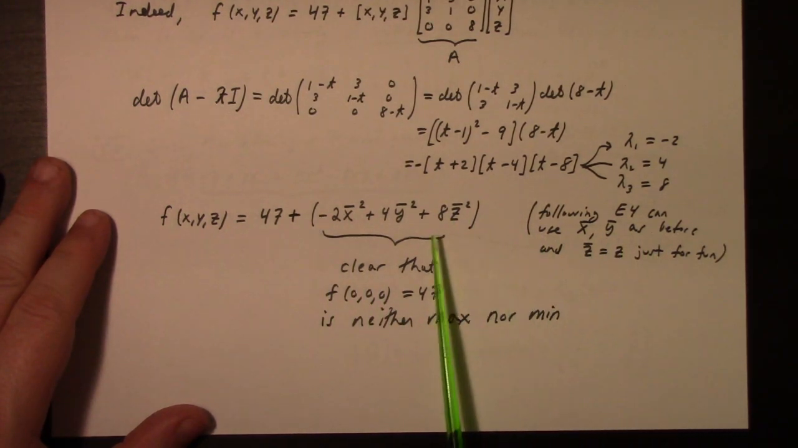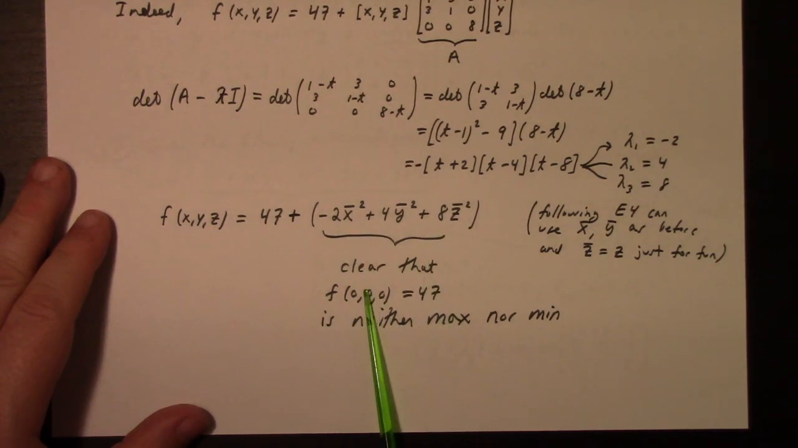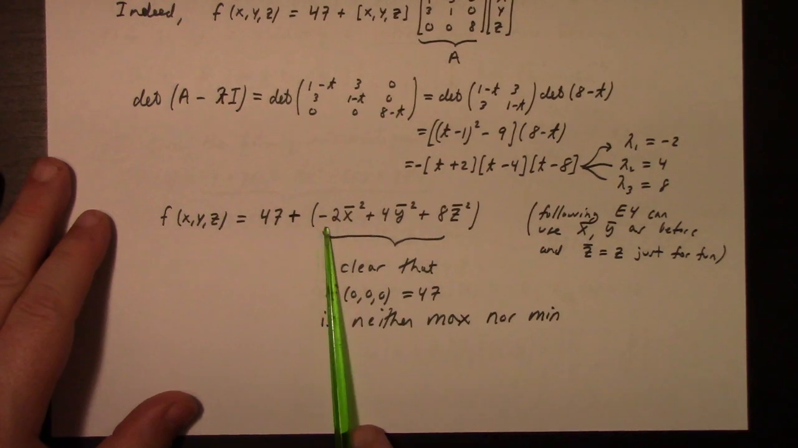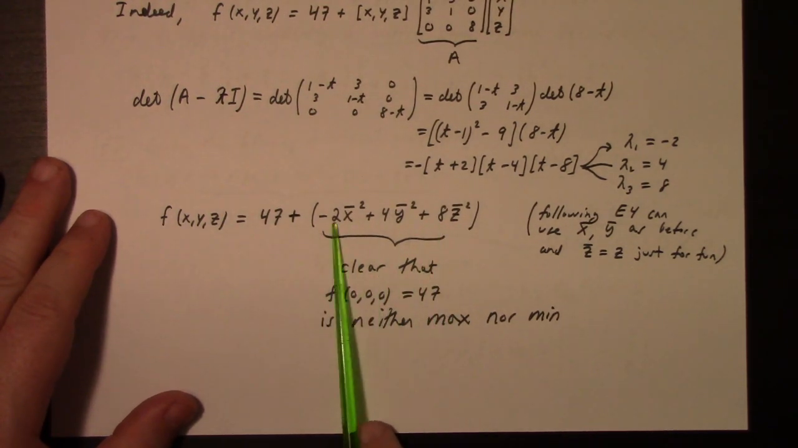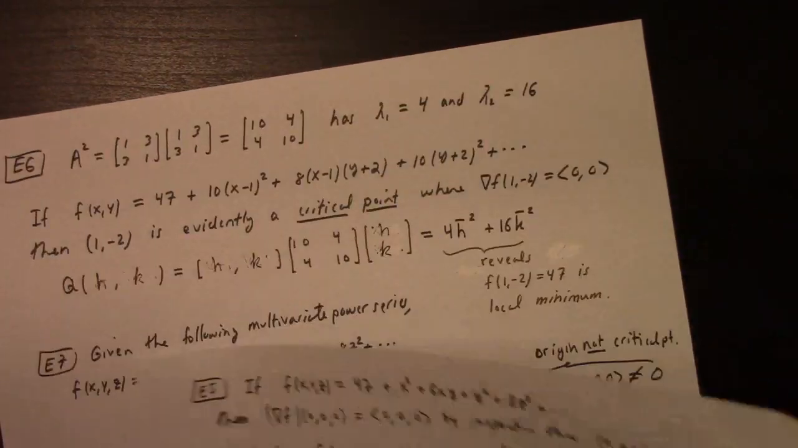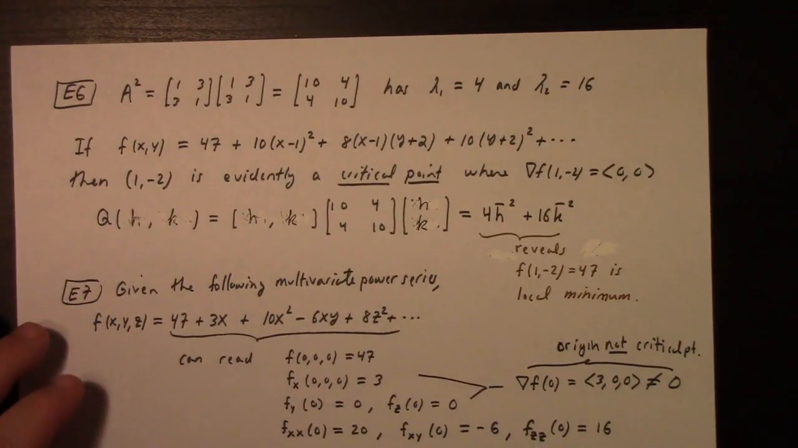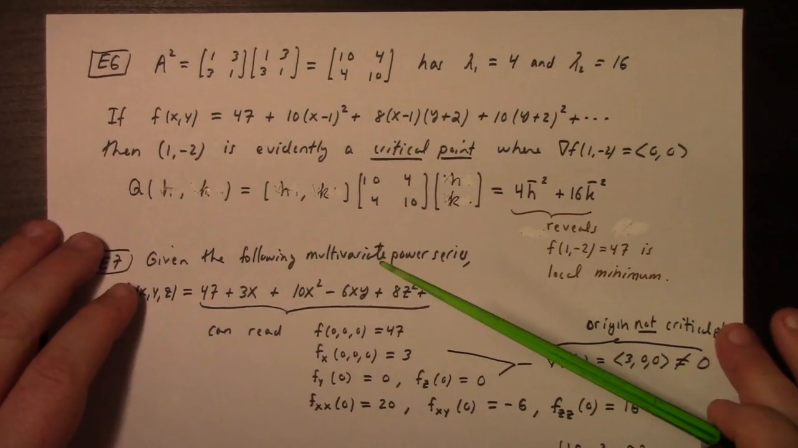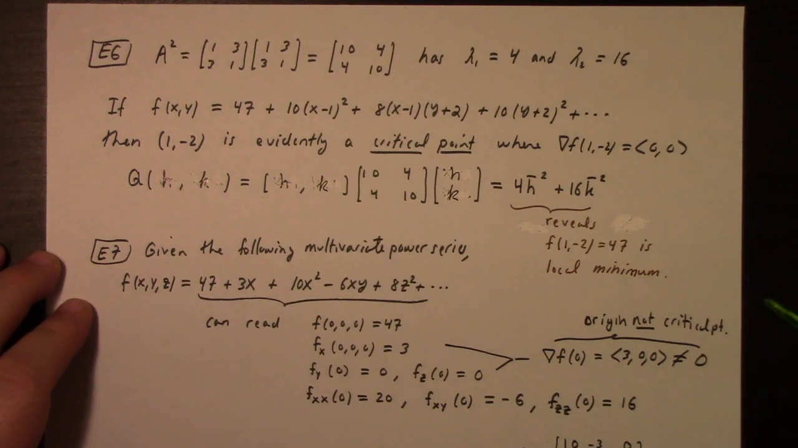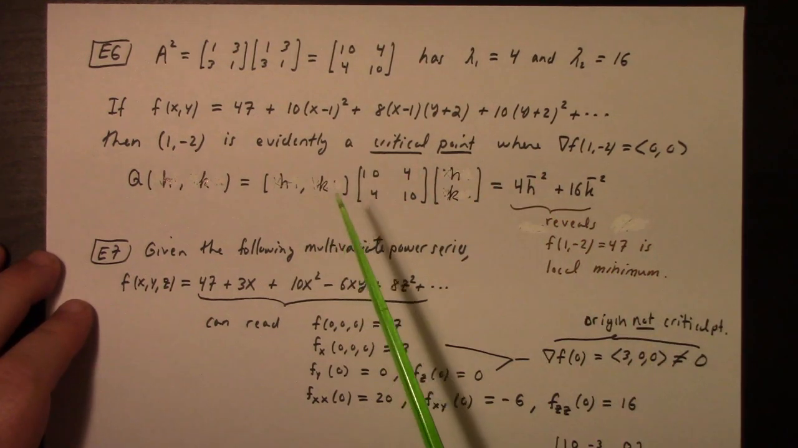It's kind of silly, but it's now clear that f of 0 equal to 47 is neither a max nor a min, because it increases in one direction and it decreases in another direction if you're close to the critical point of 0. A couple more examples for us, just trying to make sure we understand. This is not complicated, really. If it's already diagonalized, it's really simple, okay?